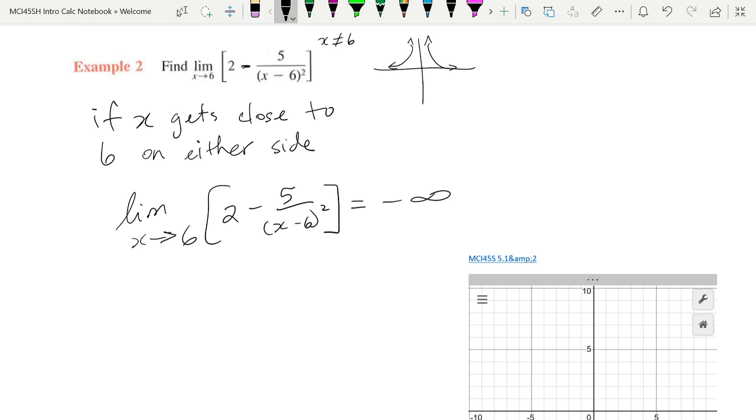So I can actually say, all right, there is an asymptote. It's a vertical asymptote for this function at x equals 6.